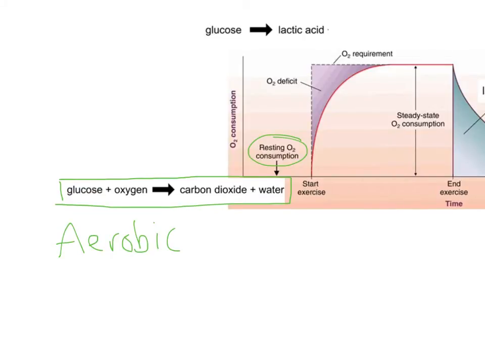And remember, the big thing here is that you get lots and lots of energy. Energy comes out in units called ATP. And for every molecule of glucose, we get 38 ATPs. That's when we're at rest. And then let's imagine for a moment we start to exercise.